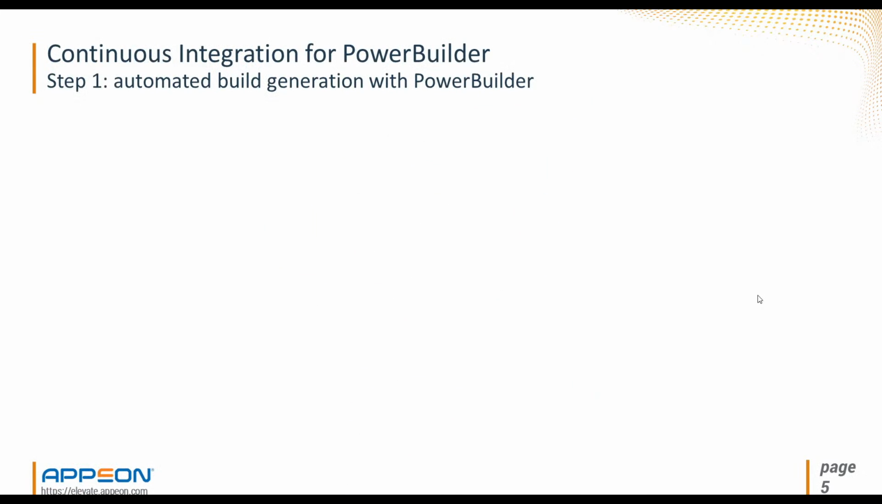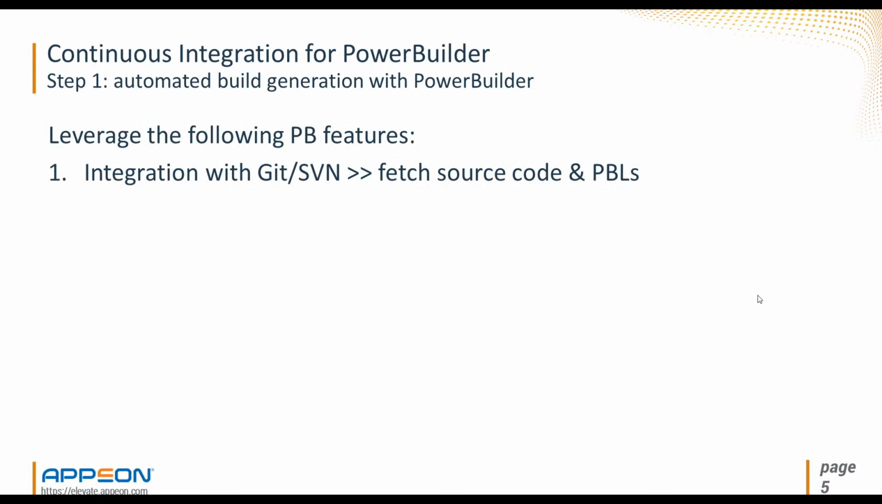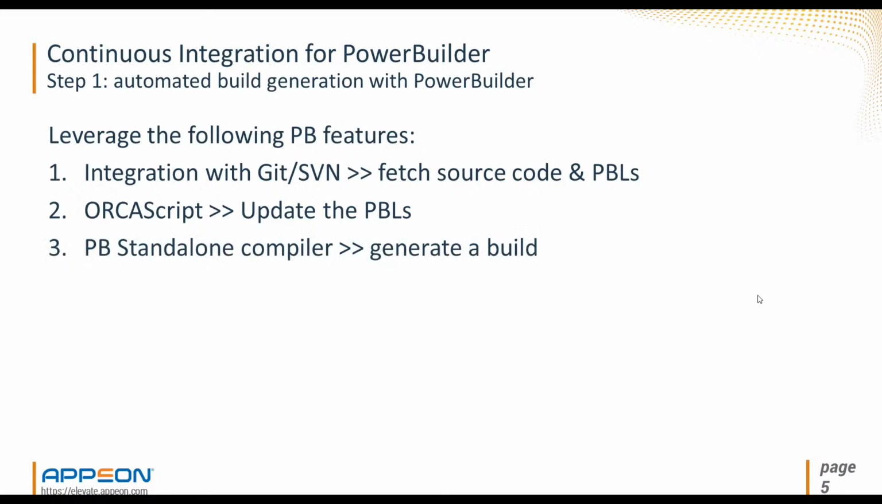So step number one: we need a build. Jenkins would communicate with PowerBuilder and different tools and leverage the following features. First of all, as you probably know, PowerBuilder offers a native integration with Git or SVN that would allow Jenkins to fetch the source code and the PBLs from the repository. Then Jenkins would use ORCAScript to update the PBLs and the PB standalone compiler to generate the new build.